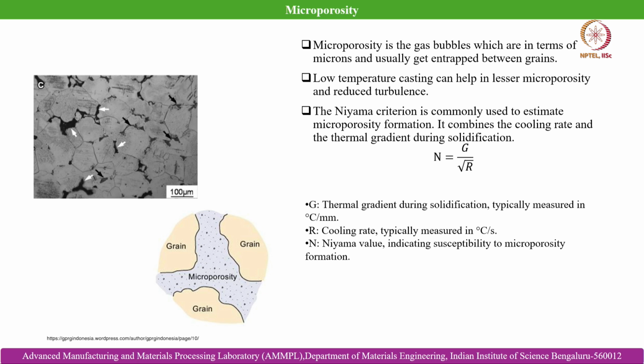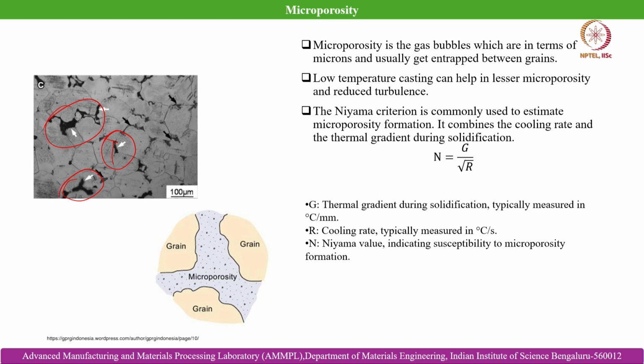Microporosity is generally caused by gas bubbles, in terms of microns, which usually get entrapped between the grains. Here in this microstructure, you can see the intergranular spacings, the last solidifying regions, that means the eutectic regions. Within those eutectic regions you can see the origination of microporosity. It is interesting to note their location at the grain boundary triple point. This is the region where the solute also gets concentrated, and this is also the region where the porosity gets concentrated.